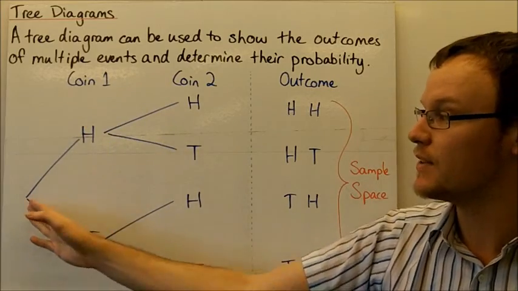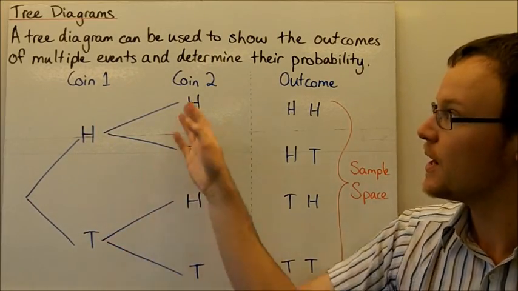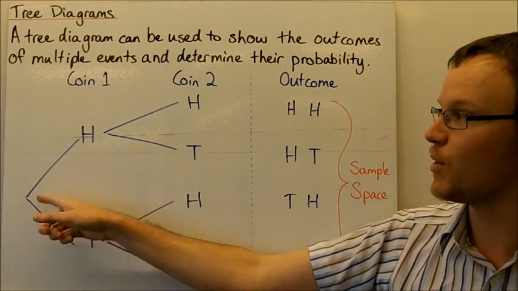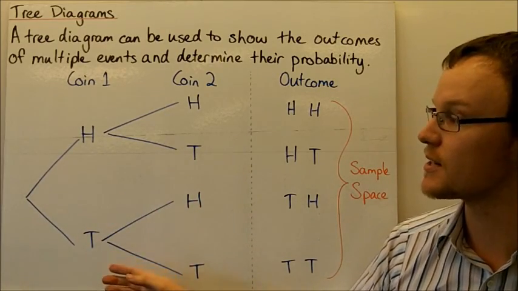So they could be, this could show a die being rolled, and this could show a coin being flipped. But the die being rolled would have 6 different outcomes, numbers 1 through to 6.